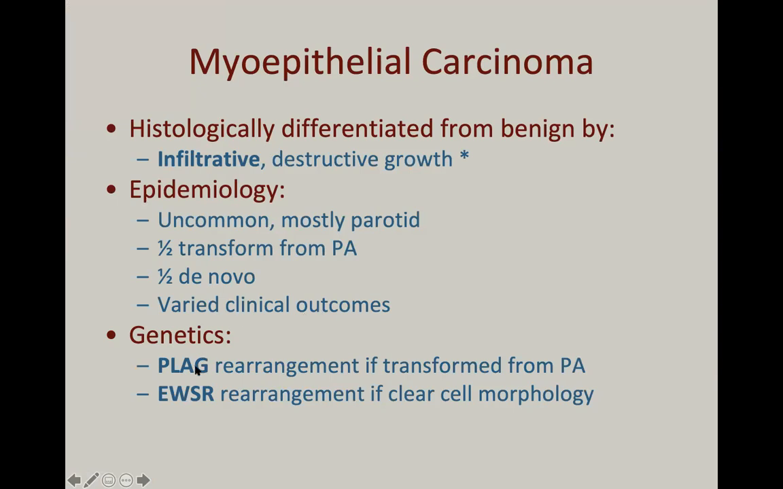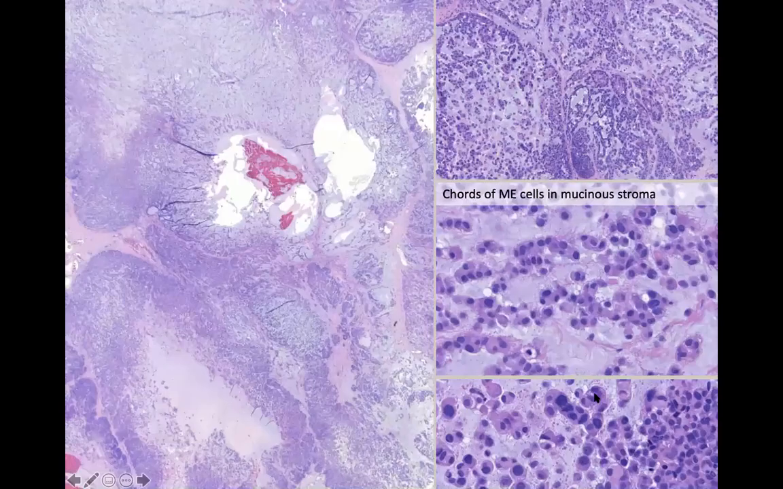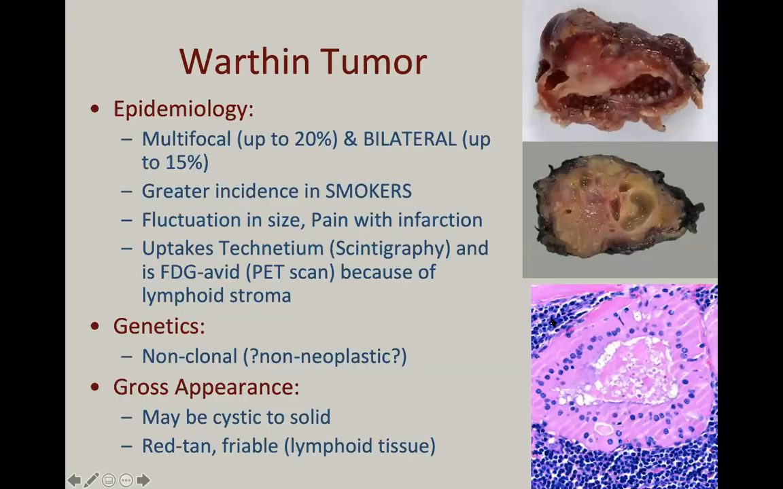Some myoepithelial carcinomas have EWSR1 gene rearrangement, especially if they demonstrate clear cell morphology. Here's an example of a myoepithelial carcinoma. These multiple highly cellular lobules with these strands of cells within a myxoid stroma, but there are no ducts. These are all just individual and clustered myoepithelial cells.